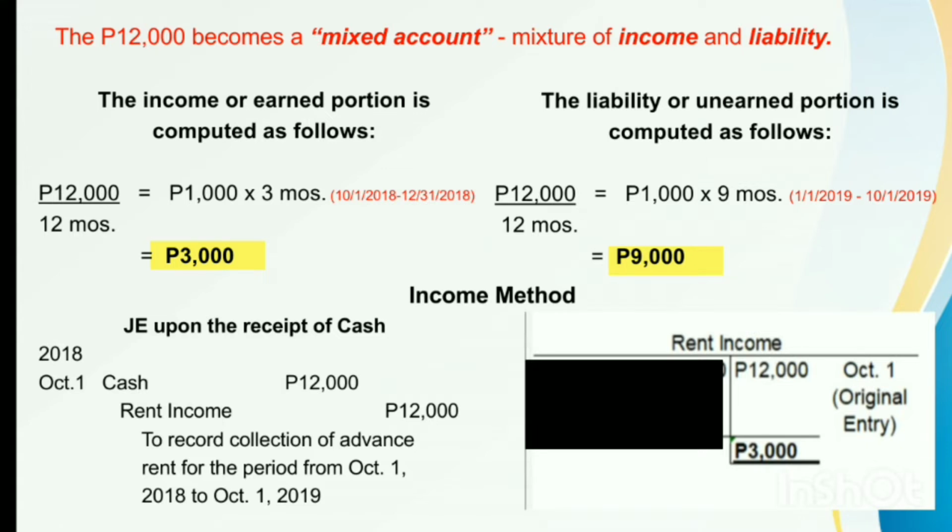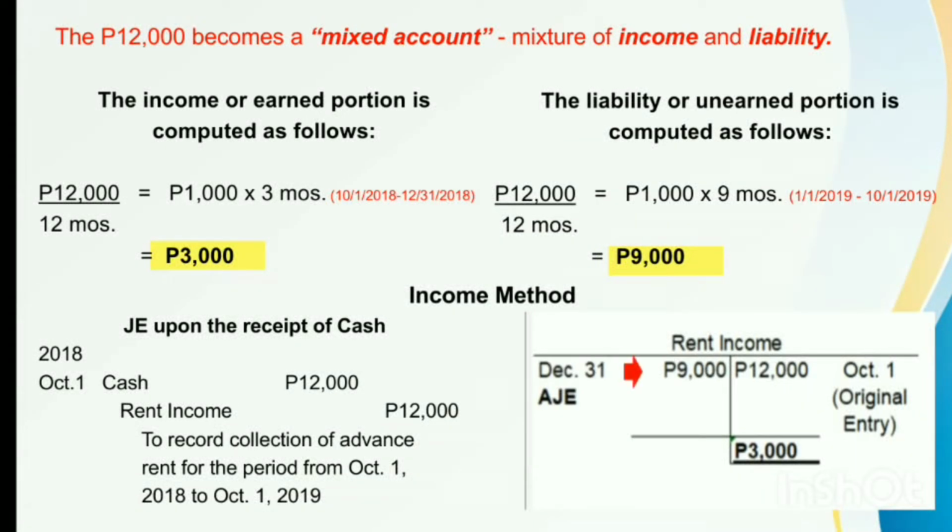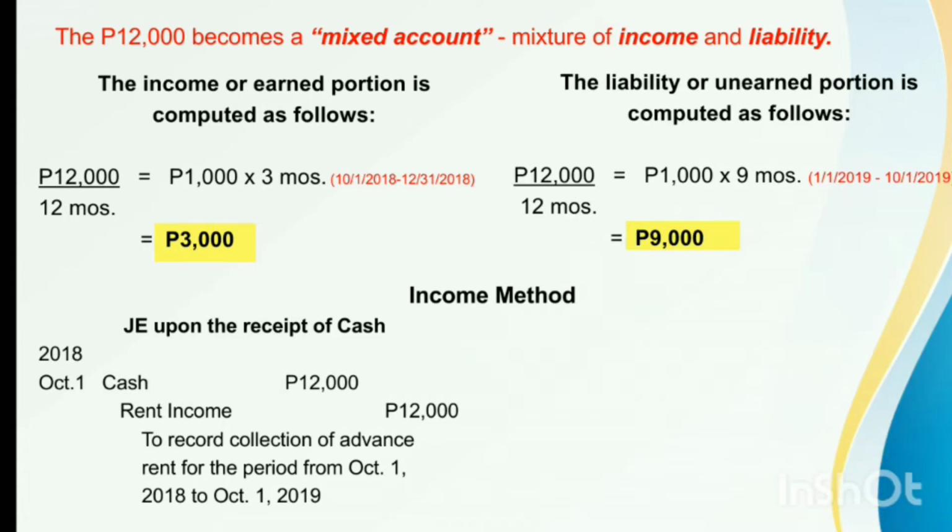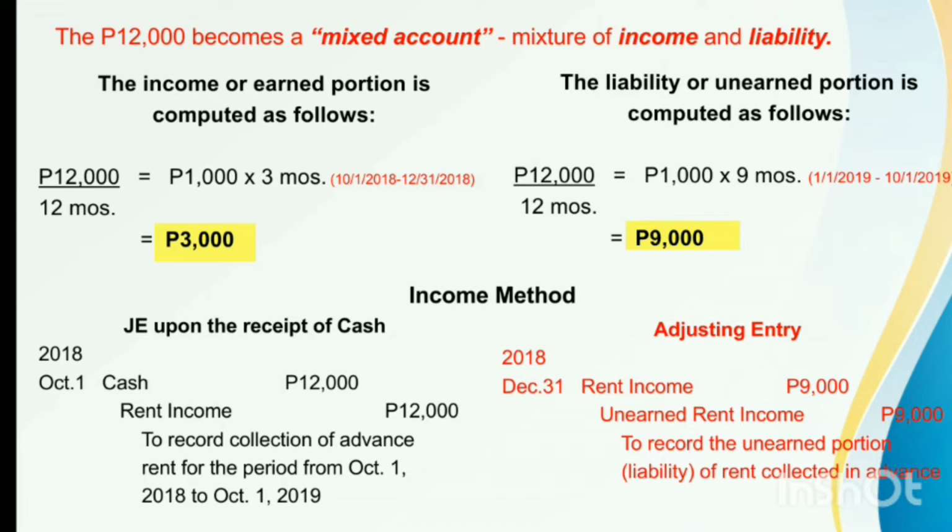So in order to reduce the rent income balance from 12,000 to 3,000 pesos, we need to prepare an adjusting entry. The adjusting entry will include a debit entry to rent income, 9,000 pesos. And then this 9,000 pesos that we remove from the rent income will be transferred to liability, which is the unearned rent income. So this is now the adjusting entry on December 31, 2018. We have debit, rent income, 9,000 pesos, and then credit, unearned rent income, 9,000 pesos.